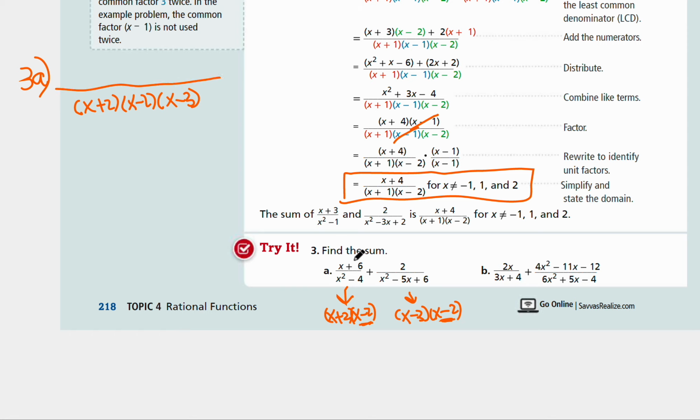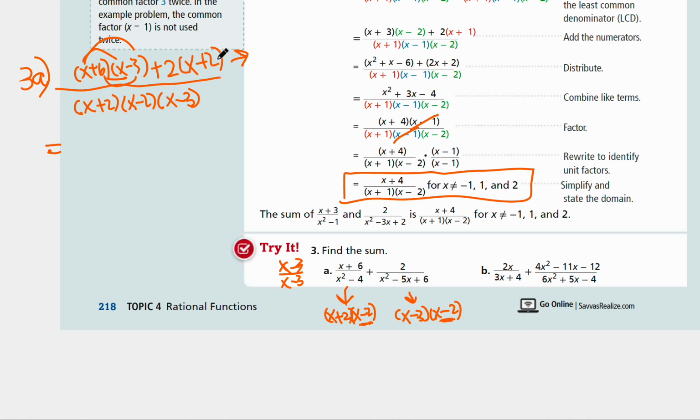And then for the first fraction, you're multiplying x minus 3 over x minus 3, right? So you're multiplying x plus 6 times x minus 3. And then the second term, you're going to multiply by x plus 2, right? So 2 times x plus 2. And then you multiply them out in the numerator.